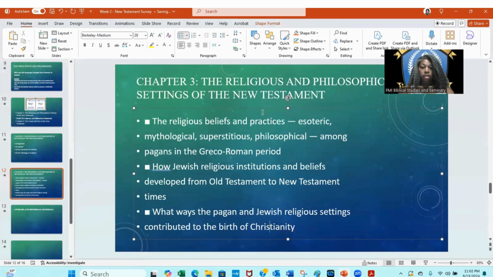All right, so I'm going to talk about religious beliefs among the pagans and Jewish religions, and ways that pagan and Jewish religions contributed to the birth of Christianity. I'm going to put some stars here because I really like this one for New Testament surveys.